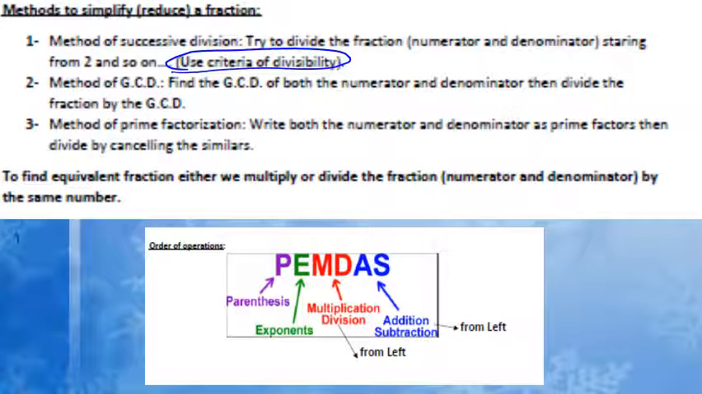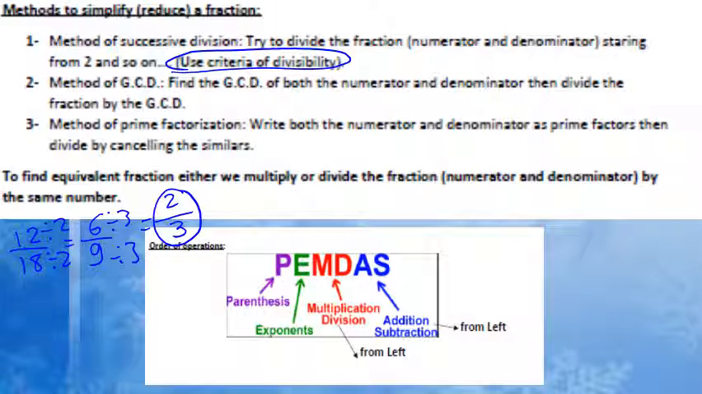Suppose we have 12 over 18. We can divide both 12 and 18 by 2, so we divide up by 2, down by 2. It will give us 6 over 9. Now 6 over 9 cannot be divided by 2, but it can be divided by 3. If we divide 6 by 3, it gives us 2. 9 by 3 gives us 3. So 2 over 3 is an irreducible fraction.